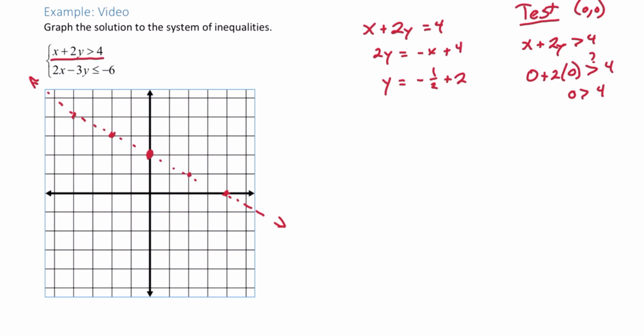So since 0 is down here and it was false, everything on this side of the line is false. That means we need to shade above the red. So I'm going to make a mental note of that for later.